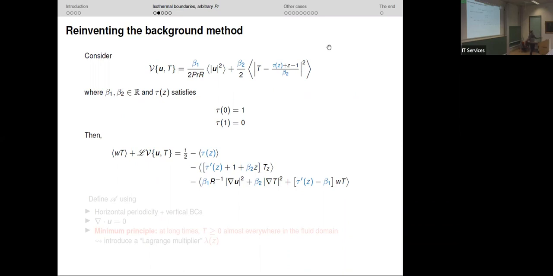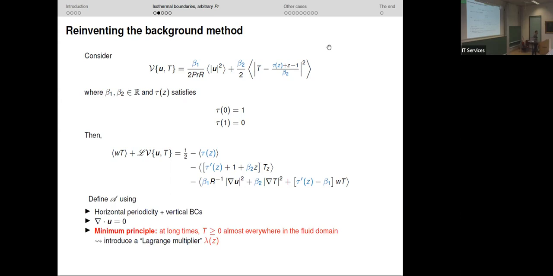And so it will have a finite maximum. And this will give us a finite upper bound on this quantity here on the left-hand side, and therefore on the mean of WT. To do this, we need to define the set of admissible velocities and temperatures. And we know that these better satisfy boundary conditions and incompressibility.